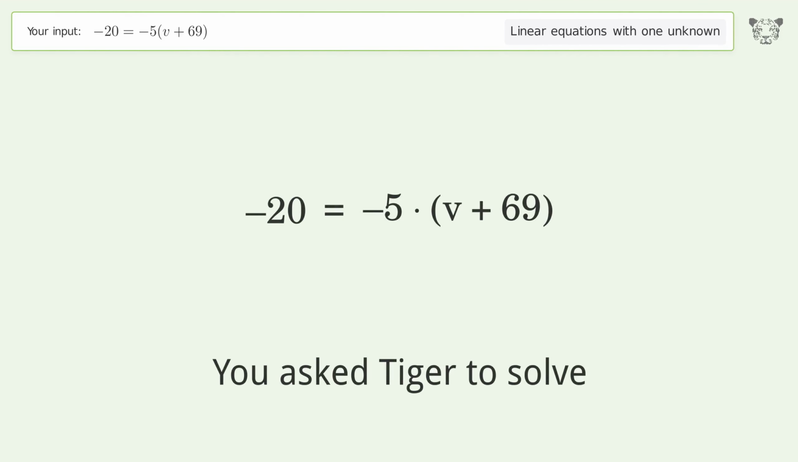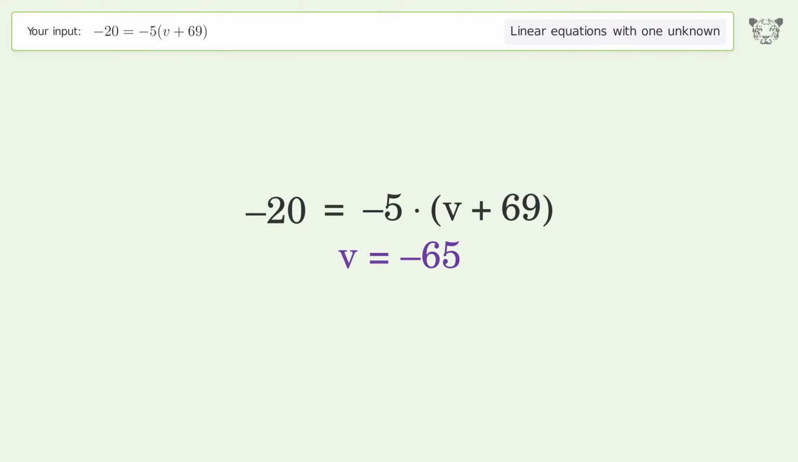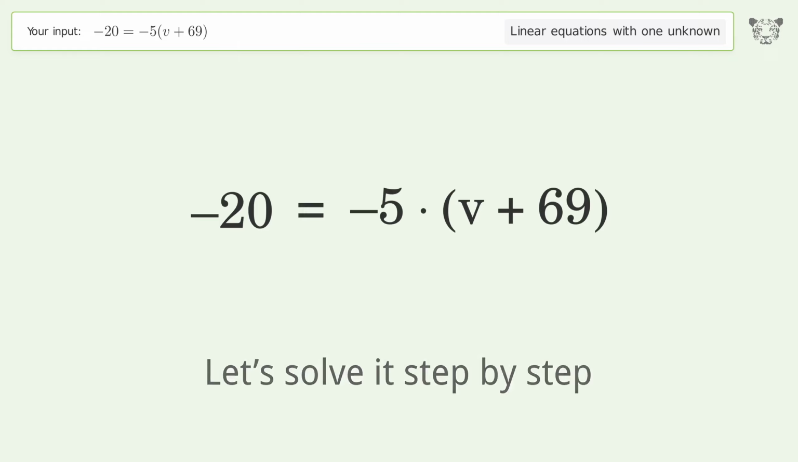You ask Tiger to solve. This deals with linear equations with one unknown. The final result is v equals -65. Let's solve it step by step.